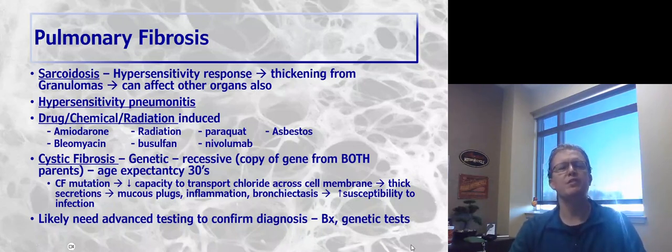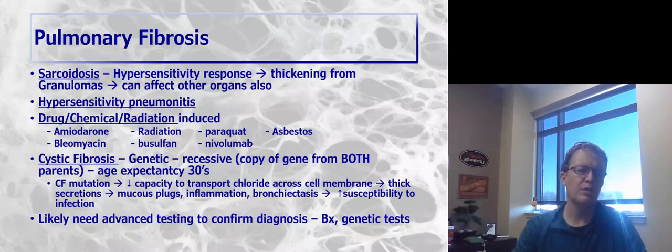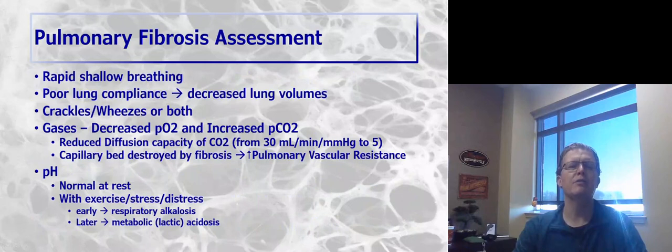Just about any time we suspect pulmonary fibrosis, there's most likely going to need to be some advanced testing. Genetic testing, of course, to diagnose conditions such as cystic fibrosis, but then also biopsies are going to help us identify whether this is more of a pneumonitis, whether it's something that could be secondary to drugs, or a sarcoidosis. So biopsies are going to be our big indicators there. Some classic presentations for pulmonary fibrosis are going to be rapid shallow breathing. Remember, you have a very stiff and rigid lung.